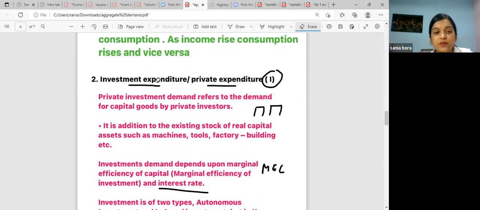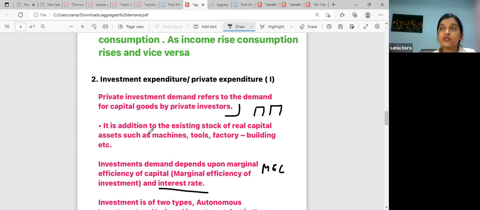Now, investment expenditure, or private investment, is represented by I. Private investment demand refers to demand for capital goods by the private sector. It is an addition to the existing stock of real capital assets such as machines, tools, and factories. For example, you have this hall, and you bought a machine. So already you had a hall, but you bought a machine. So it is an addition, right?